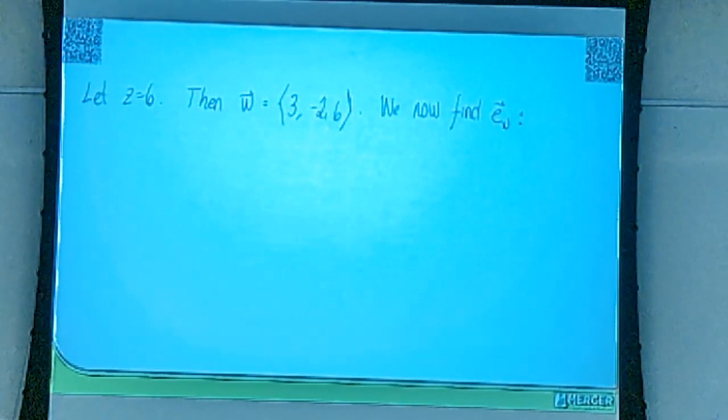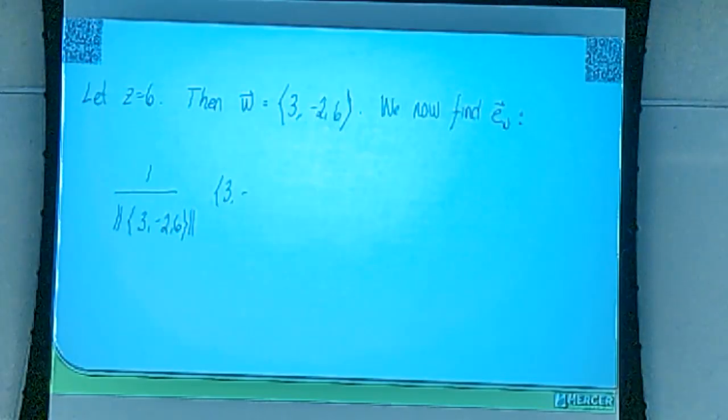So if we find the unit vector in the same direction, or the opposite direction, it doesn't matter, right? You just flip the direction by pi, it's still going to be perpendicular. So I could have let z be negative 6 instead, and it still would have been valid. That's the vector we want.